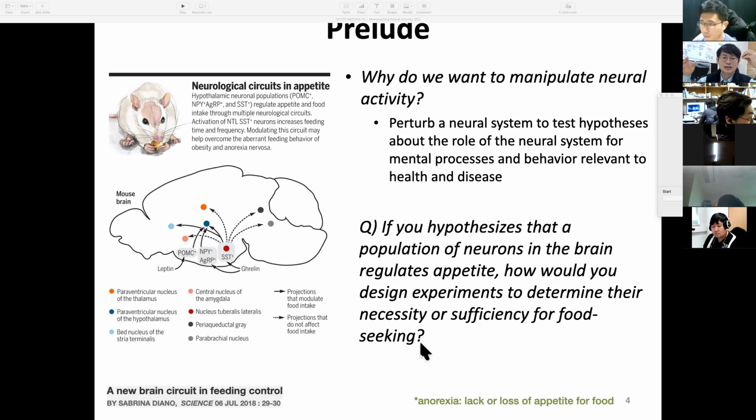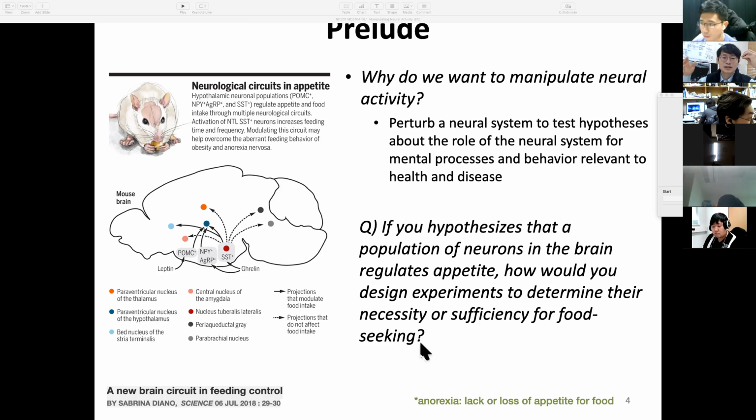How would you design your experiment to determine the necessity or sufficiency for food seeking? This is the most important aspect when we consider manipulating neural activity. We want to explore a particular area of the brain, so we set up a hypothesis: is this area required for appetite?